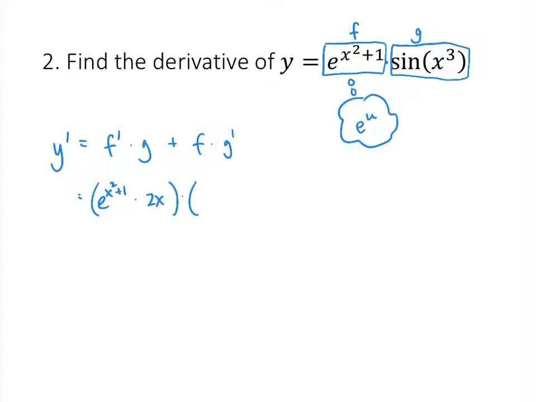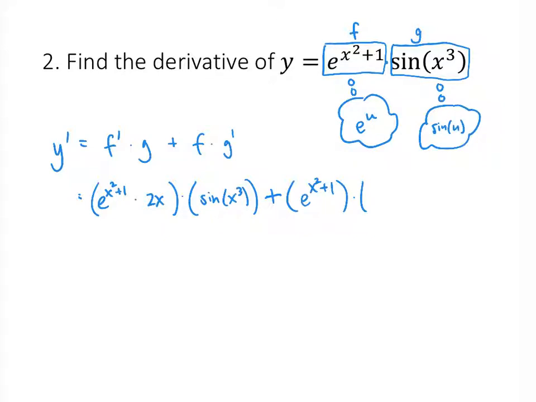Now for g, I just copy and paste. Sine of x cubed. For f, again, I just copy and paste, so I get e to the x squared plus 1. And then finally for g prime, I need to look at sine of x cubed and think of that as the sine of u. And the derivative of the sine of u is cosine of u, so that's cosine of x cubed. And then we multiply that by u prime, the derivative of x cubed, which is 3x squared.